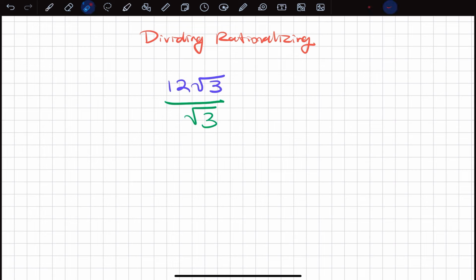And then what I don't want you to do is be like, oh wait, why did I write rationalizing? This is meant to be dividing radicals. Sorry about that. My bad. We'll just leave it like that.